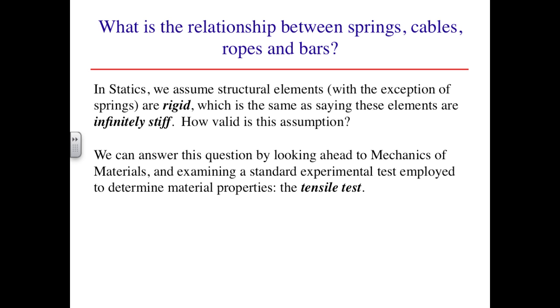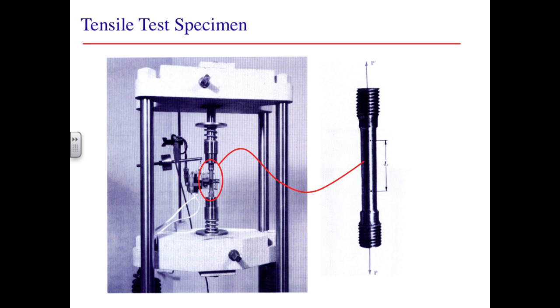To do so, we need to look ahead to mechanics of materials and examine a standard experimental test employed to determine stiffness-related material properties, the tensile test. A tensile test involves the insertion of a standard coupon of material into a machine that stretches the coupon and records the force required to do so. In this way, we can determine the actual finite stiffness of the material.